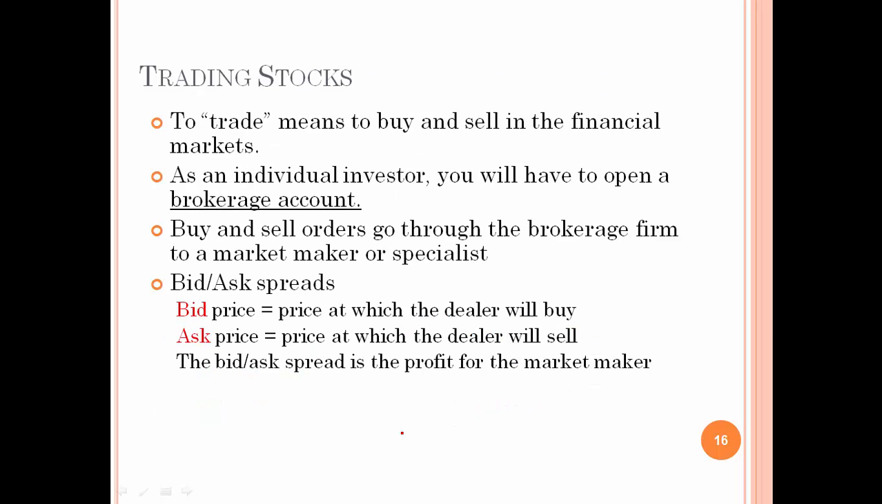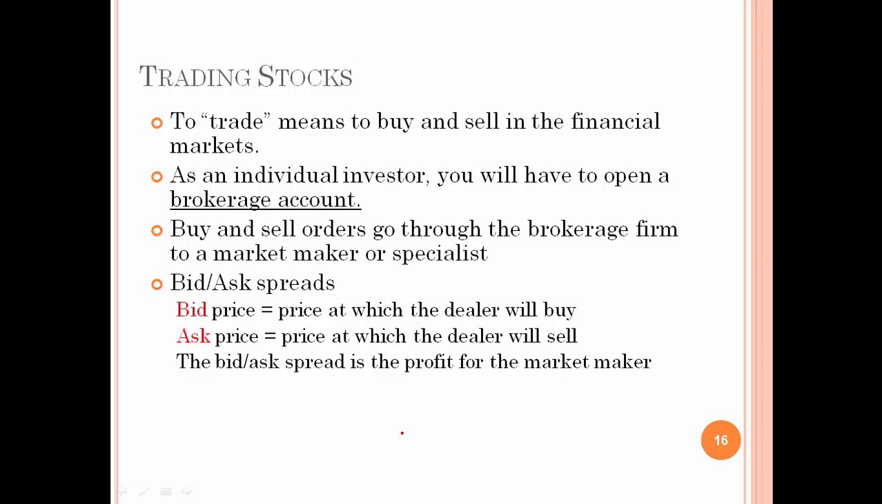Now, let's see. How do we trade stocks? To trade means to buy and sell in the stock market. So if you are an individual investor, you will have to open a brokerage account. Buy and sell orders go through the brokerage account to a market maker or a specialist. For example, if you open a brokerage account at Fidelity.com and place a buy order, the order goes through Fidelity, and it goes to a market maker or specialist, depending on which stock you are buying.